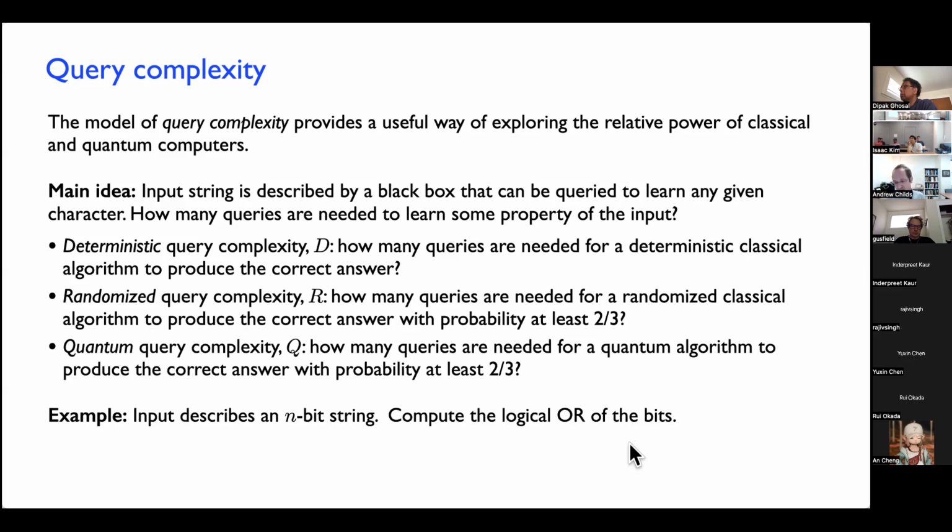So, a very simple example of this is the problem of computing the OR of n bits, where classically, with either deterministic or randomized algorithms, you need a linear number of queries, but quantumly you can get by with the square root of n. Okay, so that's going to be the setting that we're going to be interested in. We're going to try to do divide and conquer on various problems in this black box model.